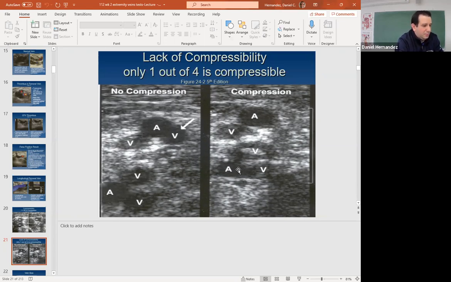So this one partially compressed. We could see some echogenicity within it. So this clot is probably more chronic in nature. This one's partially compressible as well. This one as well, it's got more echogenic intraluminal echoes.